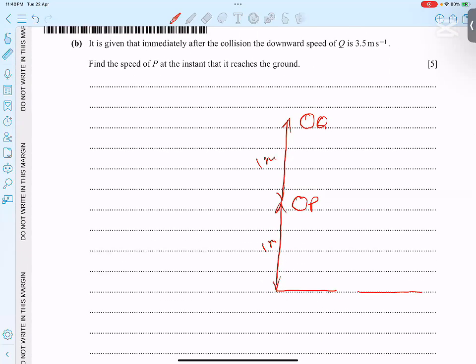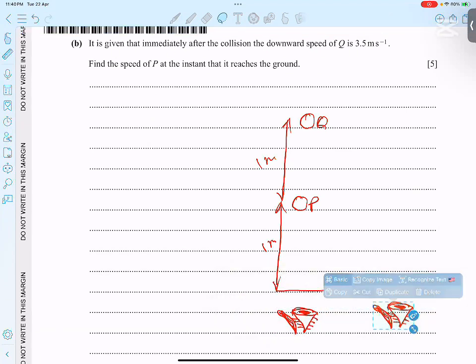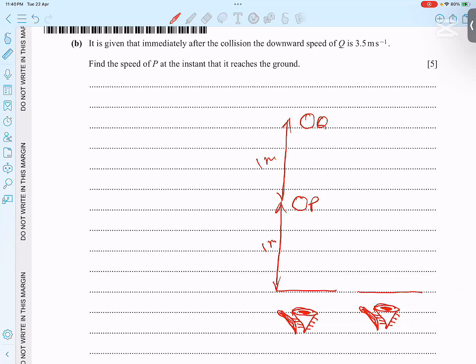Our main concern is what? After collision, the speed of Q is 3.5. We have to apply the law of conservation of momentum, and we have to find the speed of P when it reaches the ground. So first of all, I will apply the law of conservation of momentum. Students, a very clear point: this is before collision, and this is after collision.